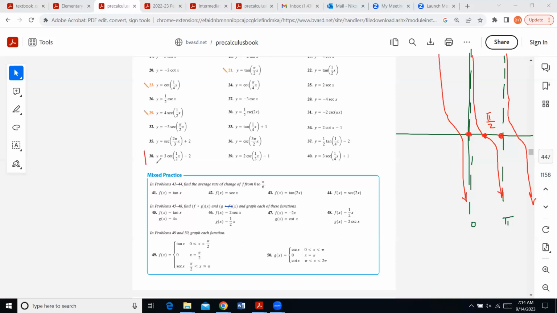So 38, cotangent function, and we multiplied by 3, which we already know does not really make much difference.